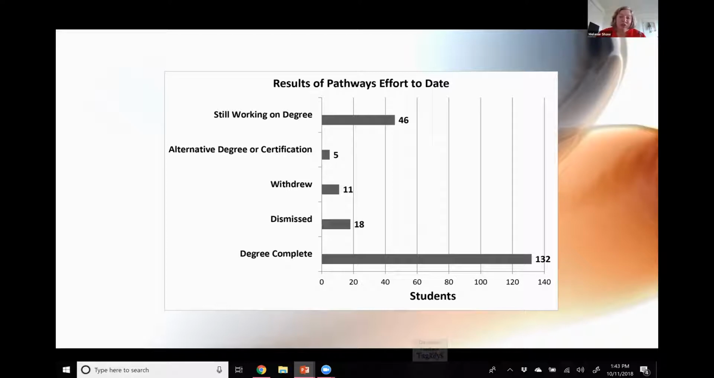Of the group, we offered 5 students who decided they could not persist and complete master's degrees. So we had an alternative for the students if they were not successful, and some of them took us up on that. 11 students withdrew from the program and 18 were dismissed.